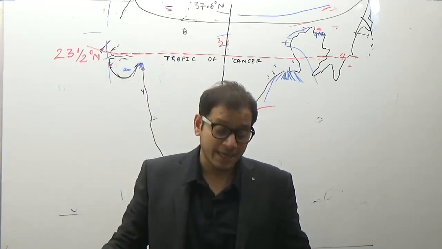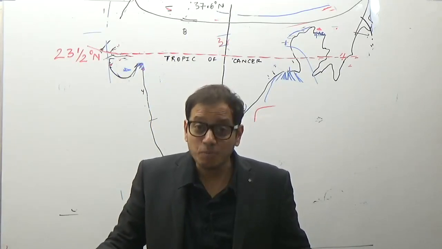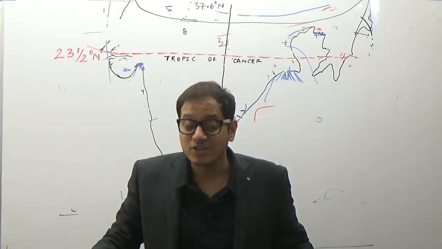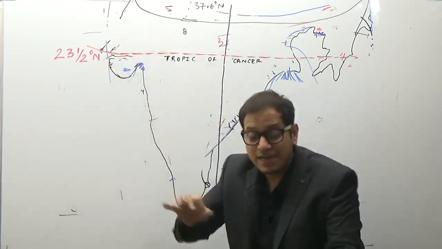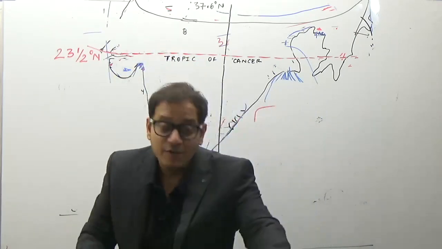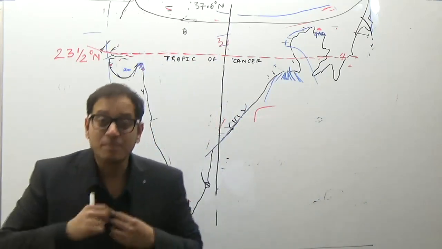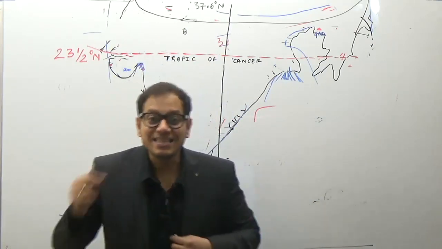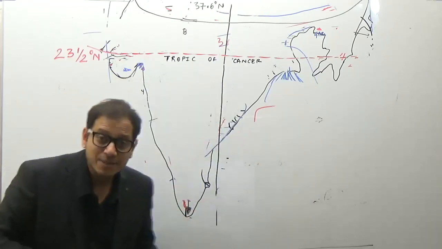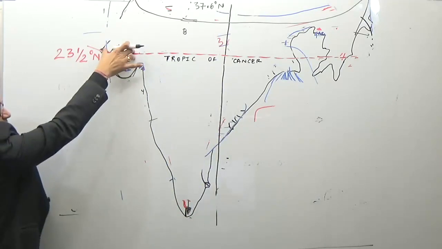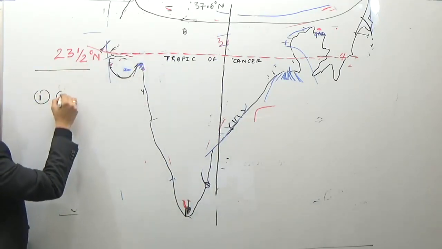So come here again. In India, the Tropic of Cancer divides India into two parts. What are these two parts? The northern part and the southern part. When I say it divides India into two parts, obviously it should be passing through some of the states, and these are the states you should be knowing. So what are the states through which the Tropic of Cancer passes? The first state is, in India, the Tropic of Cancer passes through the state of Gujarat.